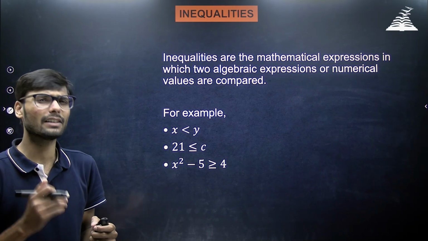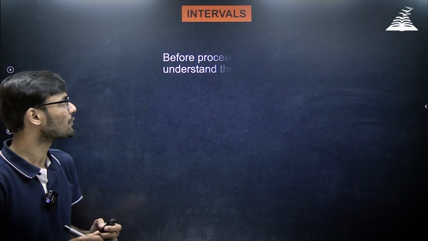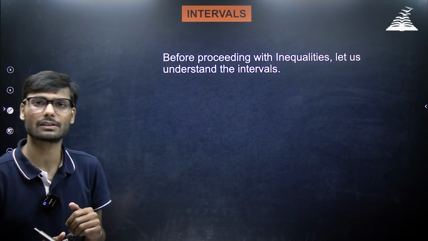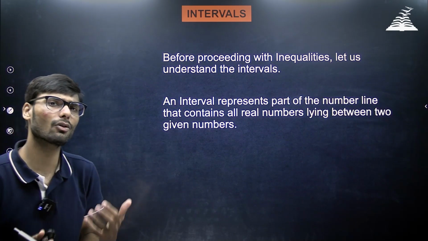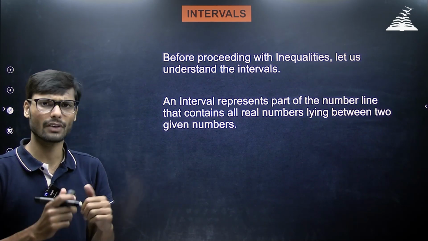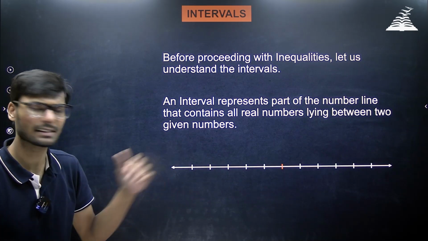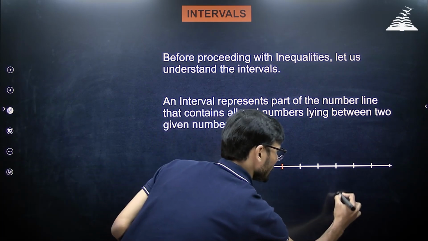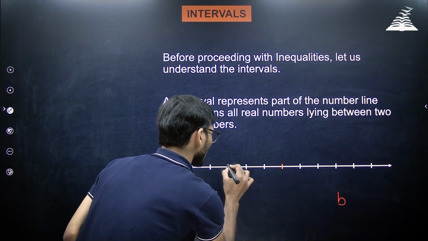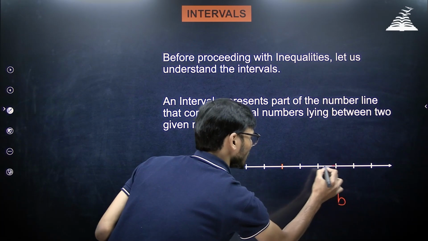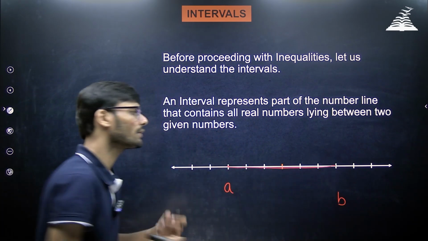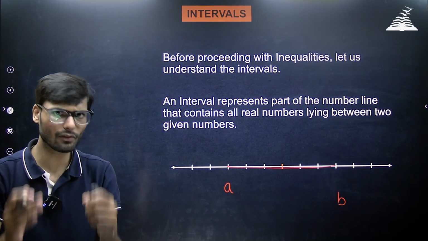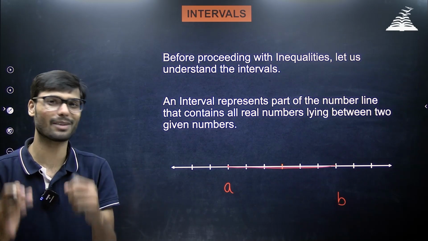Before we move forward, let's talk about intervals. So what exactly are intervals? Intervals are basically a part of a line that lie between two given numbers. For example, this is the number line. Suppose we have A somewhere here and B somewhere here. So this particular region will be called the interval, right? There are various types of intervals. We will be looking at each of them one by one.